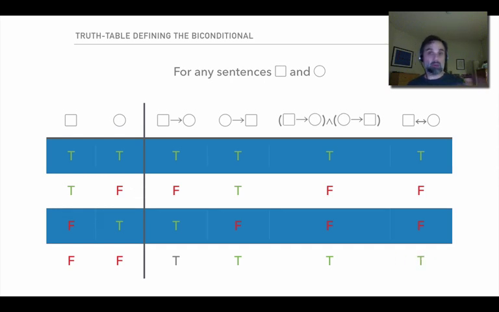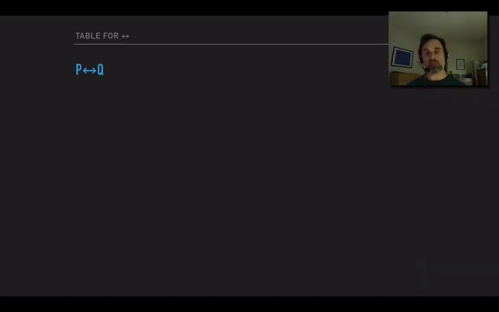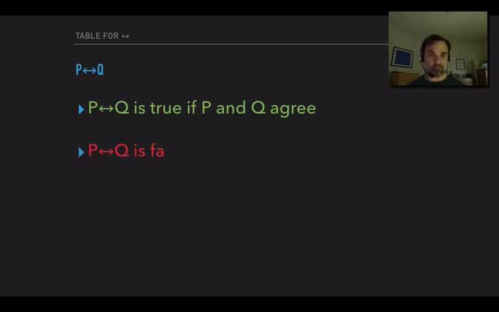And so that's why the biconditional has the truth table that it does: if box and circle have the same truth value, the biconditional is true, and if box and circle have different truth values, then the biconditional is false. So what do we want to remember about the biconditional? It's true if the two components agree. It's false if the components disagree.